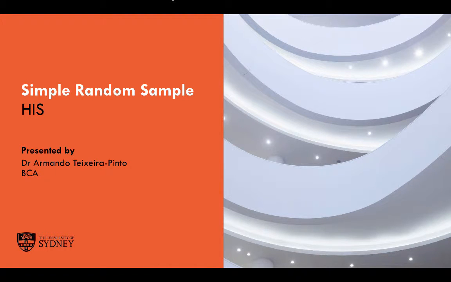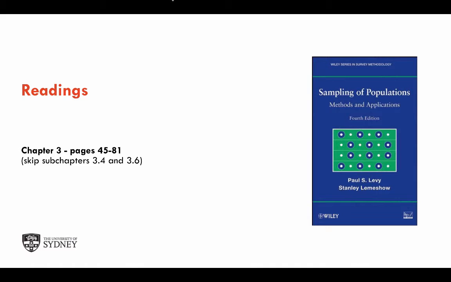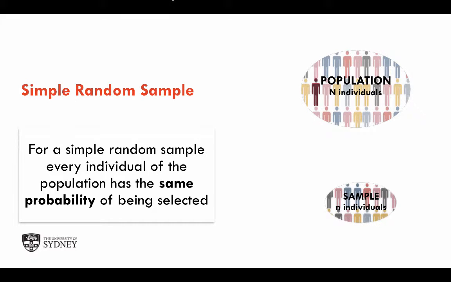We start the study of complex sampling by looking at the most simple design in terms of samples, which is called the simple random sample. For this topic, you should be reading Chapter 3 of the book Sampling of Populations by Levy and Lemeshow.